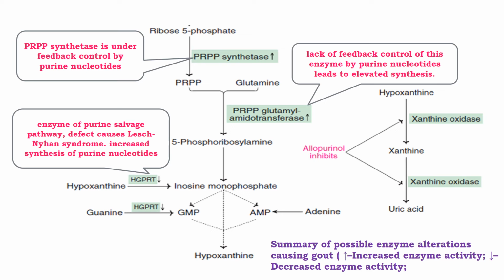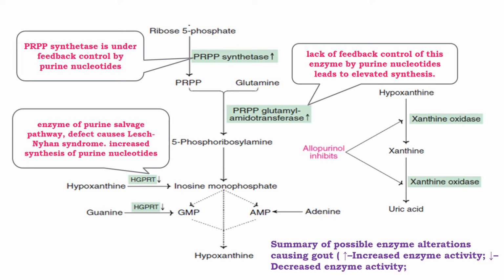Now this HGPRT, if there is a decreased concentration of HGPRT, which is an enzyme of the salvage pathways, as in Lesch-Nyhan syndrome, then there is an increase in the synthesis of purine nucleotides. If there is an increase in the synthesis of purine nucleotides, then the degradation is also increased.